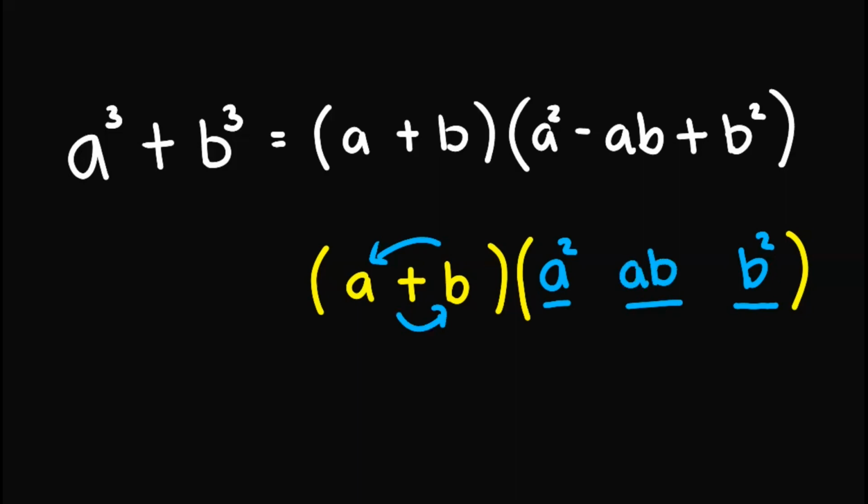For the signs, just remember that the sign out here will reverse. And this one out here will simply be positive, always positive. So that is the sum of two cubes.